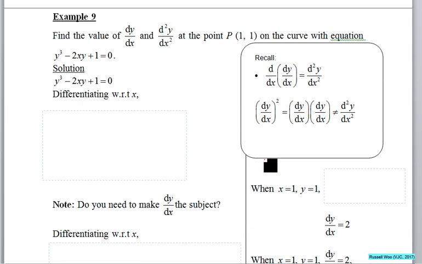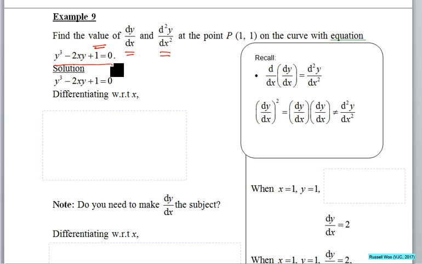Example 9. Find the value of dy dx and d2y dx squared at a point on the curve with this equation. Let's read the question again, okay? You want to find the value of dy dx and d2y dx squared with this. Now clearly, in order to find this and this, we have to differentiate one more time, 2 times in fact. So, don't waste time making y the subject.